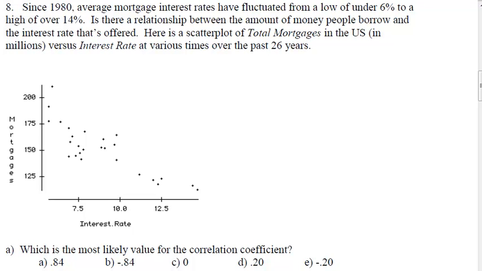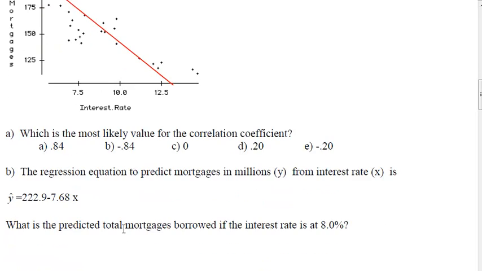Okay, so this question, the first one is, what is the most likely value for the correlation coefficient? If you look at the scatter plot, you can see that there's definitely a negative association. And the points fall pretty close to a straight line. They're a little bit off. But we would expect the correlation coefficient to be negative.